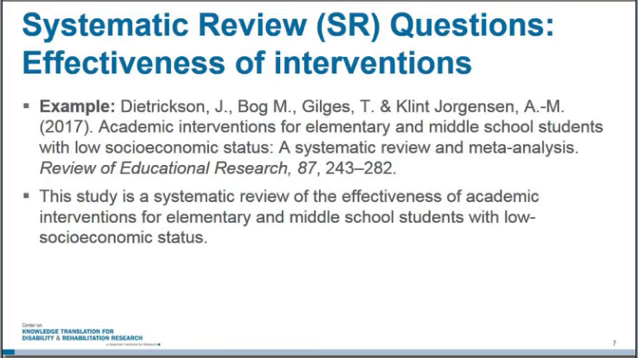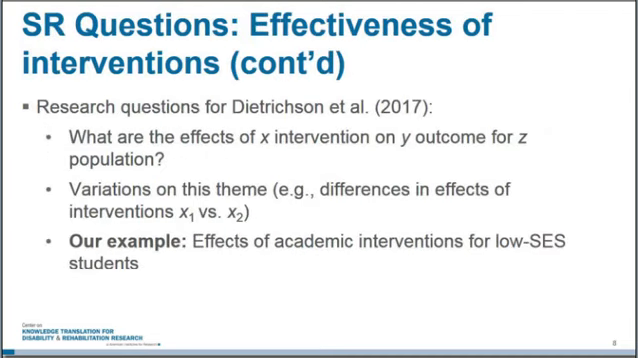Okay, so let's start with one example of a systematic review question, the most common one, I would say, and that is to use systematic reviews to examine the effectiveness of an intervention. So I have an example here from a recently published review, published in the Review of Educational Research. This study is a systematic review of the effectiveness of academic interventions for elementary and middle school students who have low socioeconomic status.